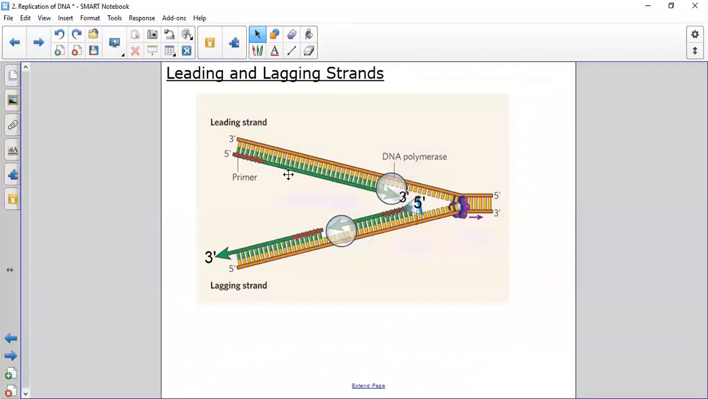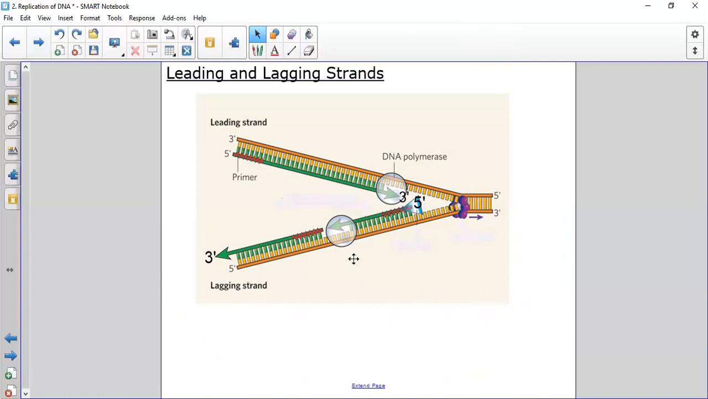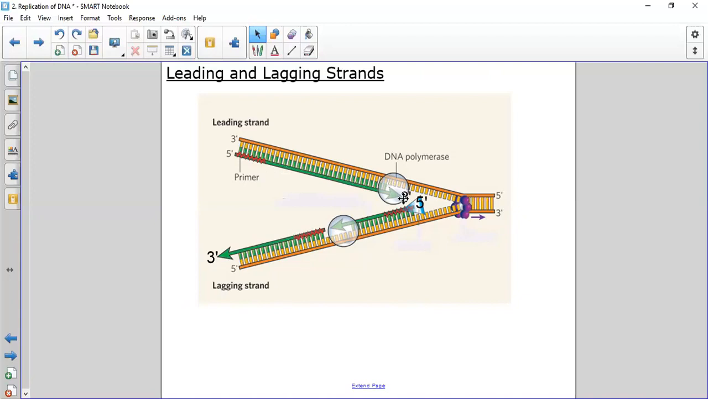That's just another diagram, just because I like to show you different versions. Here we've got the leading strand and the lagging strand. You can see the leading strand. Here's our primer, which bound to the 3' end of the original or the template strand, and it's just got one continuous line, and that's our DNA polymerase happily adding nucleotides to match up with a complementary base, and that will just continue to happen.